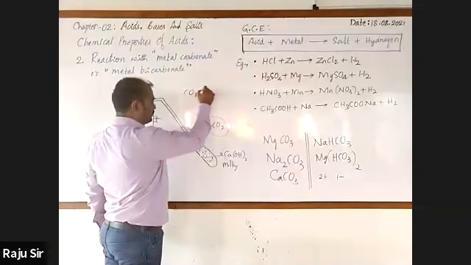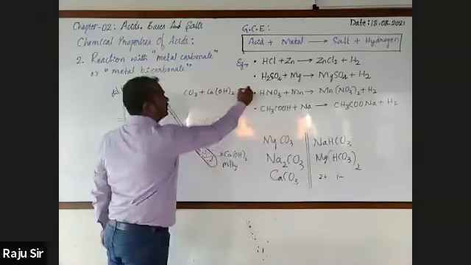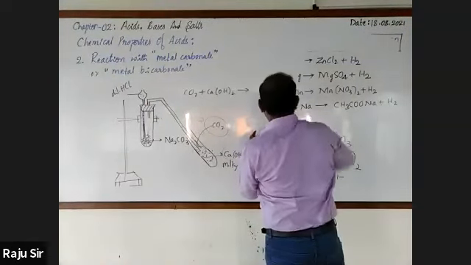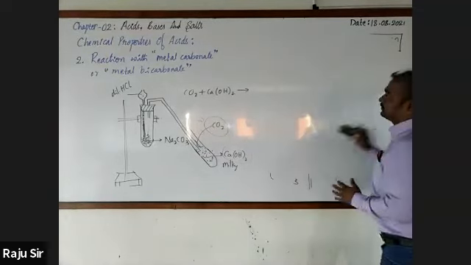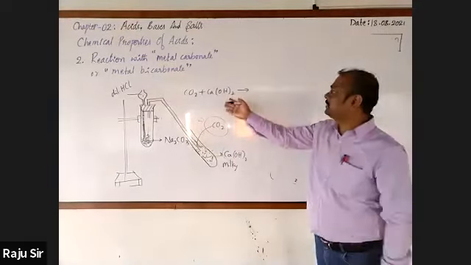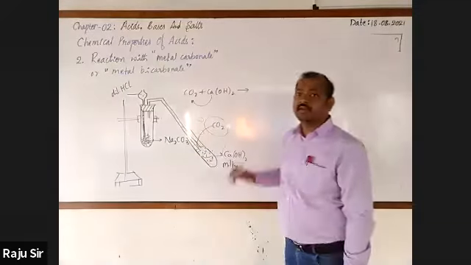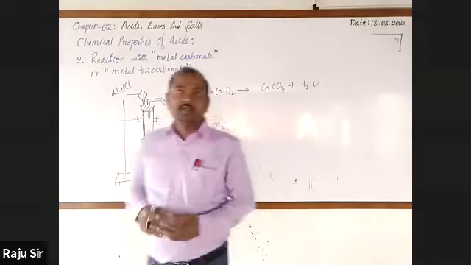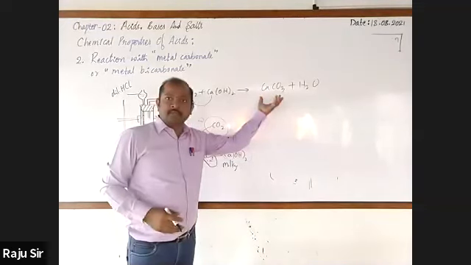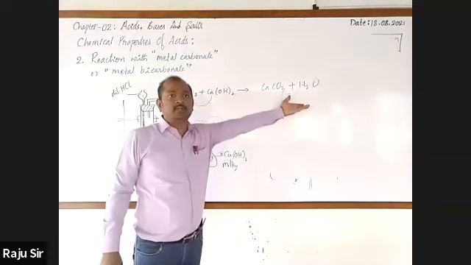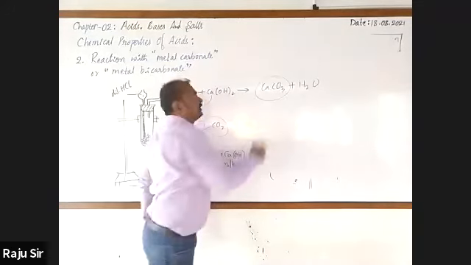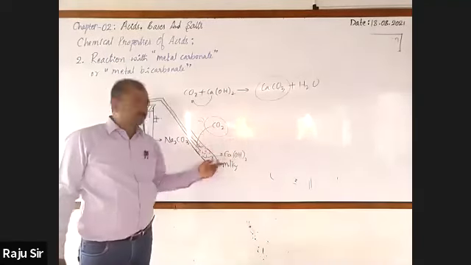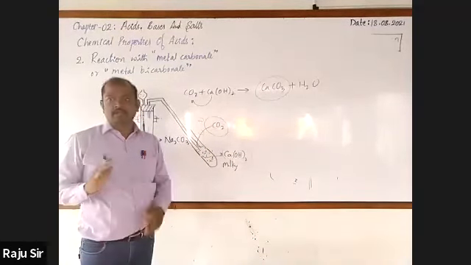But you know, CO2 plus Ca(OH)2, the reaction between these two will produce a precipitate. What precipitate? CaCO3, calcium carbonate, plus H2O. It is a white solid chemical substance which is insoluble in water. And its color is white. Because of that only, it will turn white. Clear?